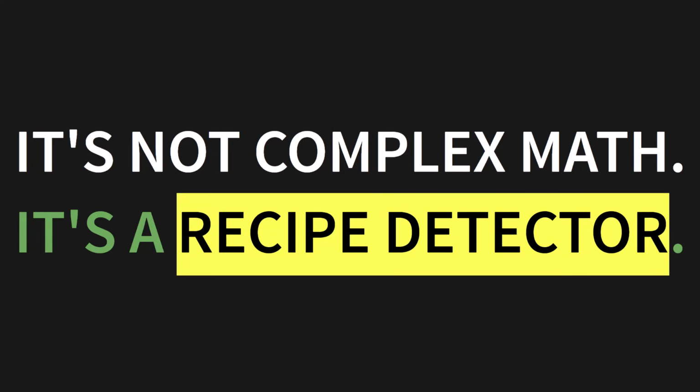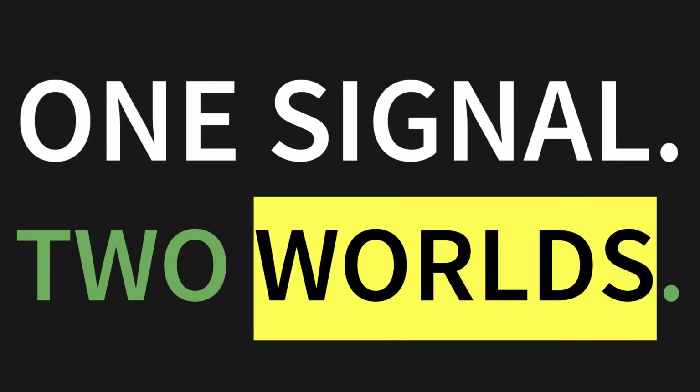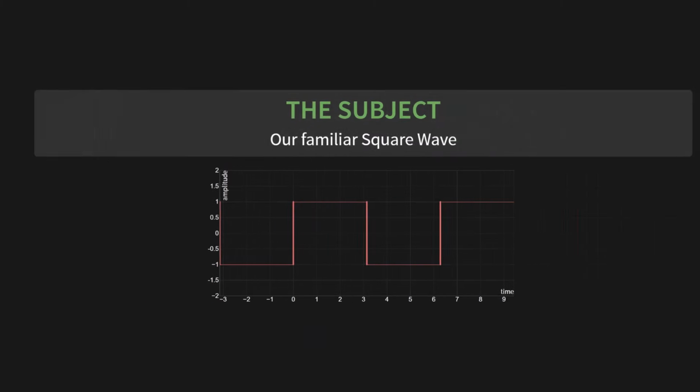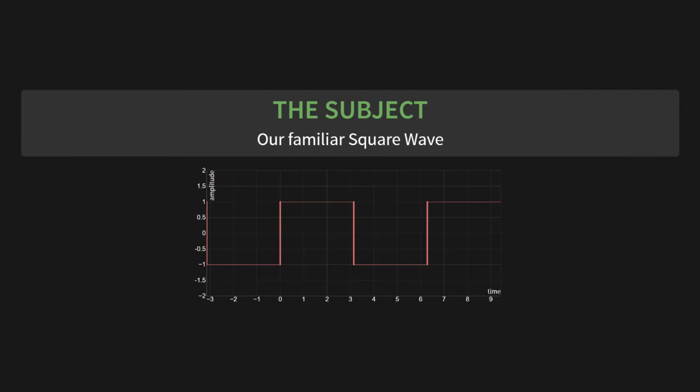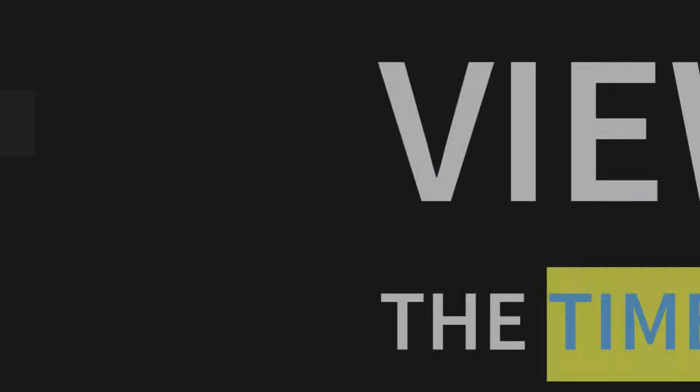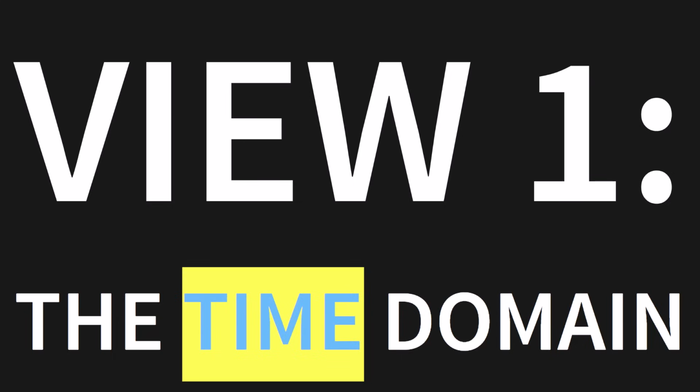So we saw our signal, that blocky square wave, and its secret recipe. This reveals something profound. There are 2 fundamentally different ways of looking at the exact same information. 1 signal, 2 worlds. And to understand this, let's stick with our familiar square wave. It's the perfect example because its 2 views are just so dramatically different. So let's look at view 1, the time domain. This is the view you're probably already used to. It's the world as we experience it, moment by moment.